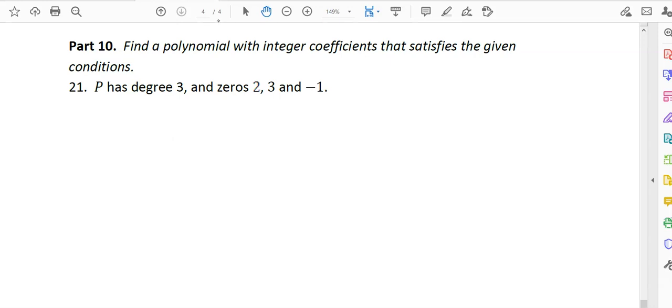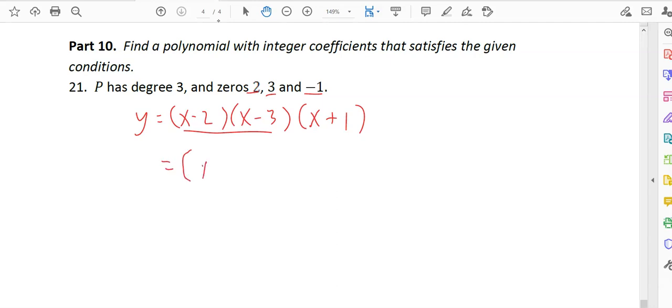So p is degree 3. So you got the 0. So your function is going to be, you could say y equals or f of x. You've got 3 factors because it's degree 3. One of them is going to be x minus 2 because of that. One of them is going to be x minus 3 because of that. One is going to be x plus 1 because of the negative 1 there. I would just FOIL these together maybe to start. This would be x squared minus 2x minus 3x is minus 5x plus 6, times x plus 1.